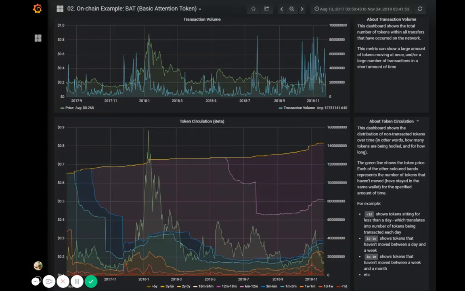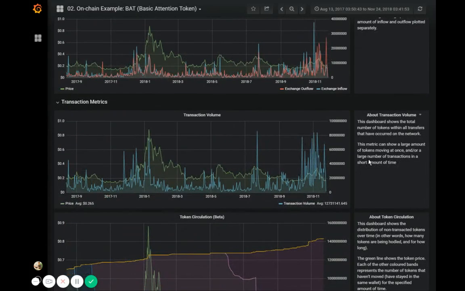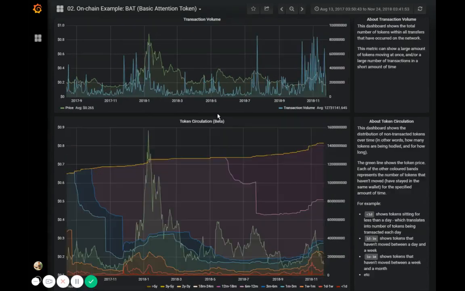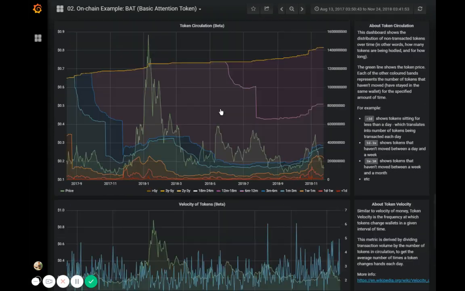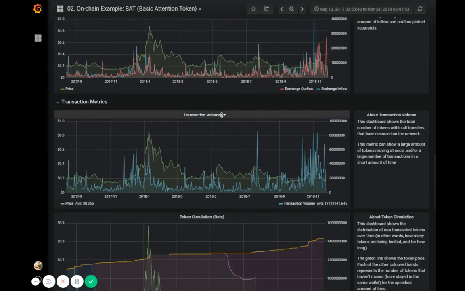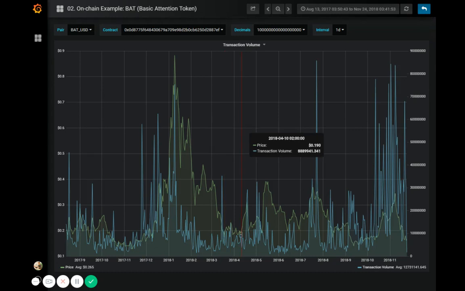So here we'll take a look at two of our transaction metrics, namely transaction volume and the velocity of tokens, or token velocity. Both of these are necessary when you're doing any sort of serious network analysis. So let's start with transaction volume first.